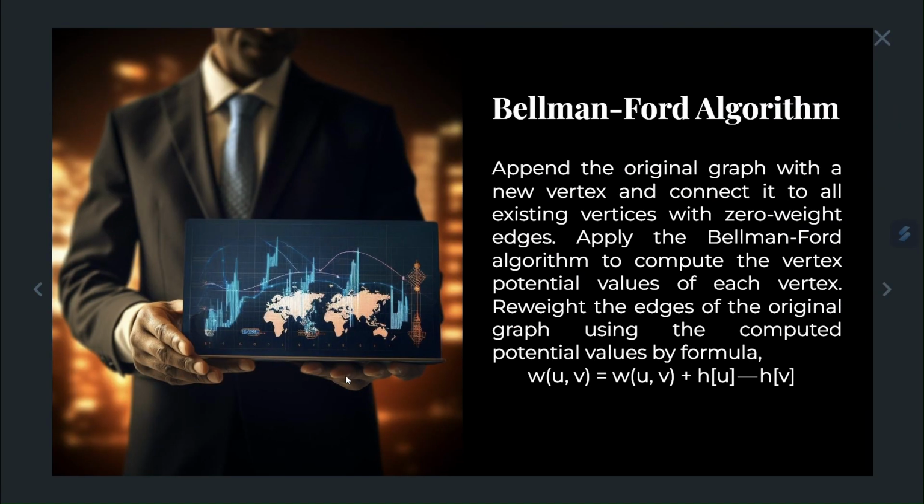Bellman-Ford algorithm. The Bellman-Ford algorithm is the first step in Johnson's algorithm. In this process, we first append the original graph with a new vertex and connect it to all existing vertices with zero weight edges. Then we apply the Bellman-Ford algorithm to compute the vertex potential values of each vertex. Then we reweight the edges of the original graph using the computed potential values by the formula: new weight of UV is equal to weight of UV plus h of U minus h of V.